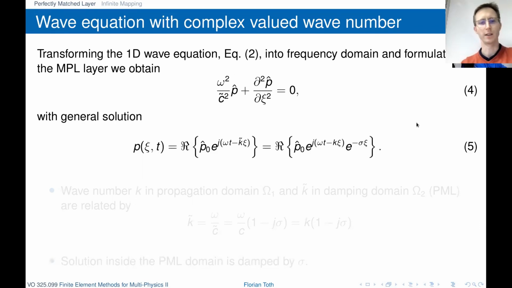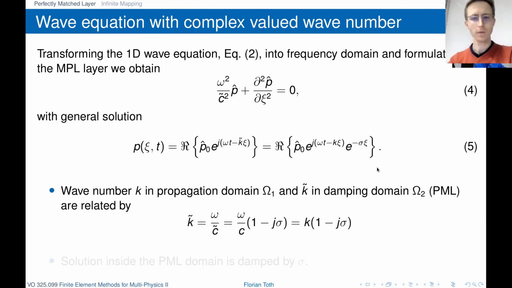And here we can clearly see that we have a general solution of this equation, which can be given by this standard wave solution. However, our wave number here is now complex valued, since C tilde squared is complex valued. And if we do the math, we find out we have the original non-damped wave with a real valued wave number times a decaying exponential. So it decays with increasing spatial coordinates.